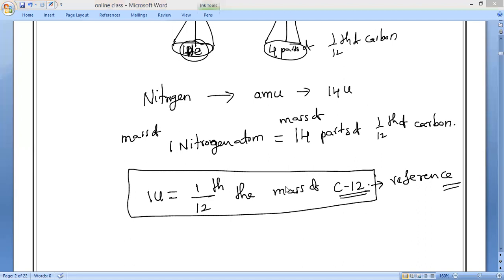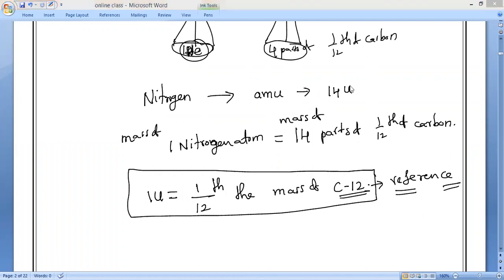This is what we studied in yesterday's class. But before, what atoms did they consider as reference? Before carbon-12, they considered two more atoms as a reference: hydrogen and oxygen, but their stability is not much. That is why later they considered carbon-12 as our reference for finding the atomic mass. So atomic mass means only atoms are present. You have to remember that.